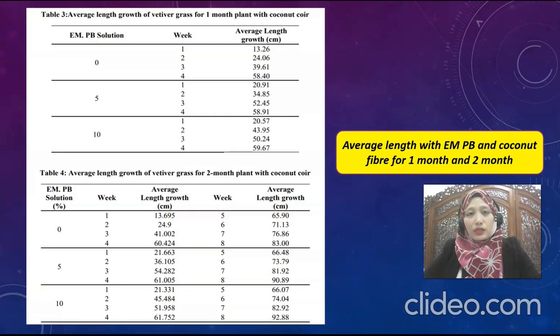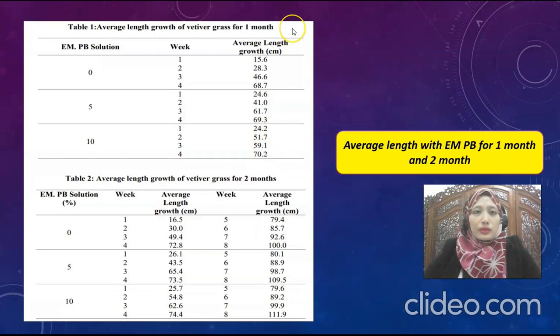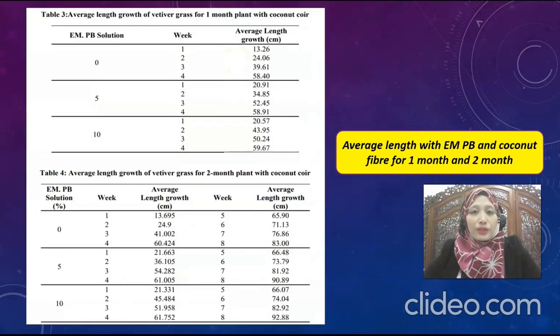Okay, let's take a look at the result of the average length with EMPB and coconut fiber for 1 month and 2 months. At 1 month, with EMPB between 0 to 10%, the average length is between 30.26 centimeters to 59.67 centimeters, while at 2 months with EMPB between 0 to 10%, the average length is between 30.695 centimeters to 92.88 centimeters. So if you look at the previous tables, the presence of EMPB without coconut fiber contains the highest average length value compared with the presence of EMPB with coconut fiber.